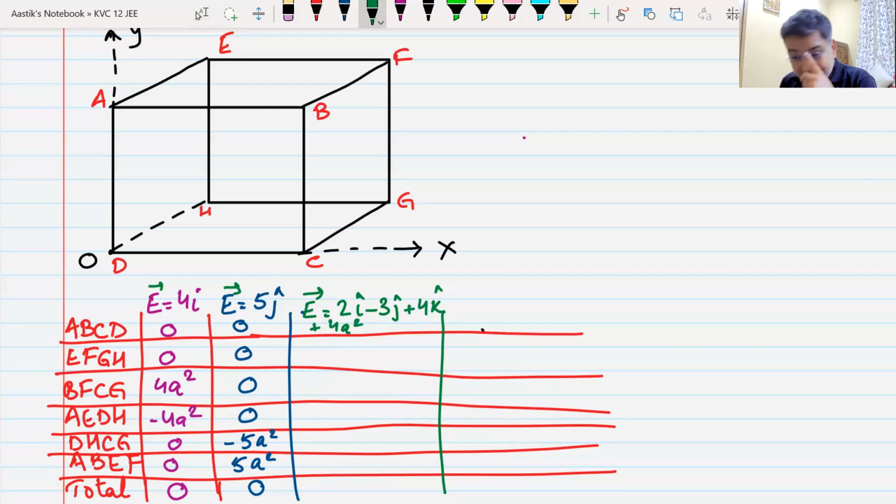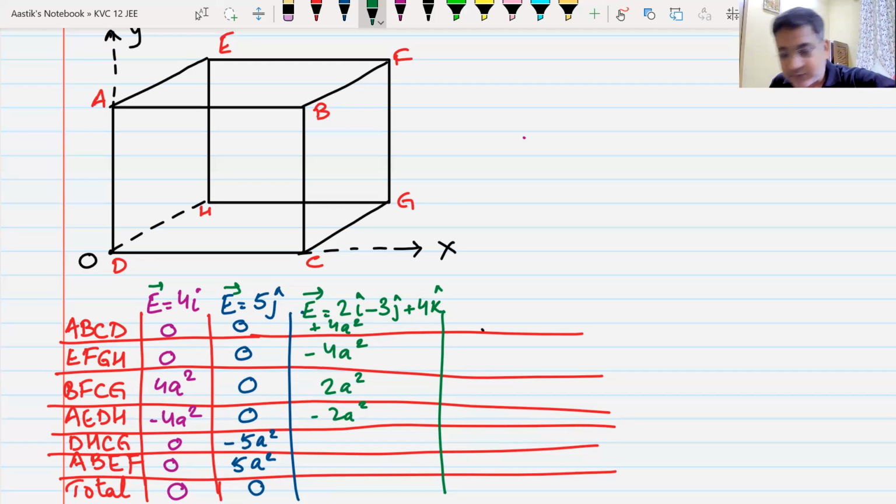So the second one? Minus 4a square. Okay. Remember these things. Third one? 0. Take a deep breath. Now give me the answer. 2a square. Okay. Fourth one? Minus 2a square. Minus 3a square. Take a deep breath.